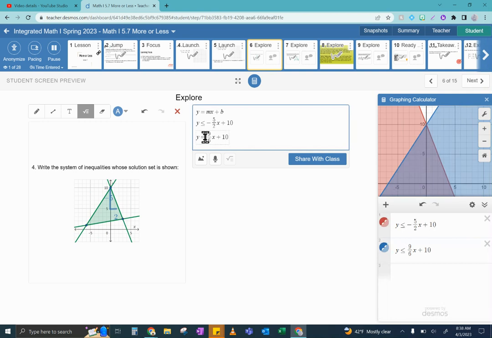And then you do your last one. So I need to switch this one to less than or equal to. All right. So then my last one, I'm going to still do the same thing.